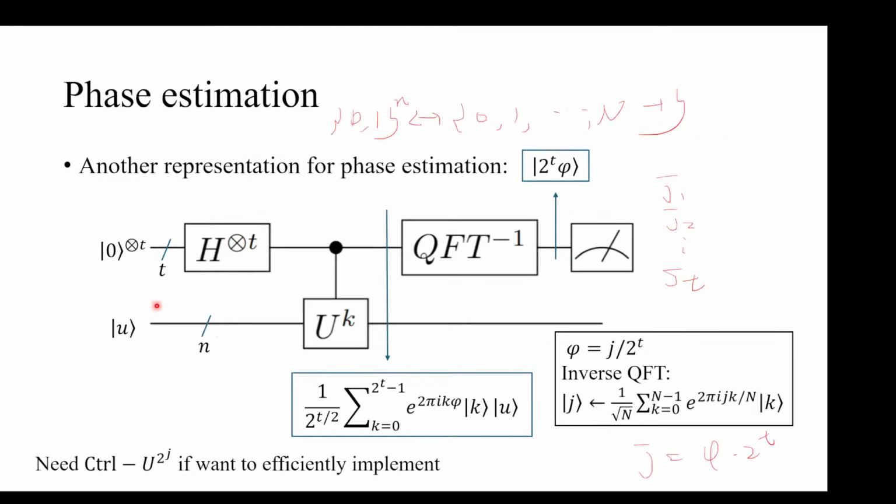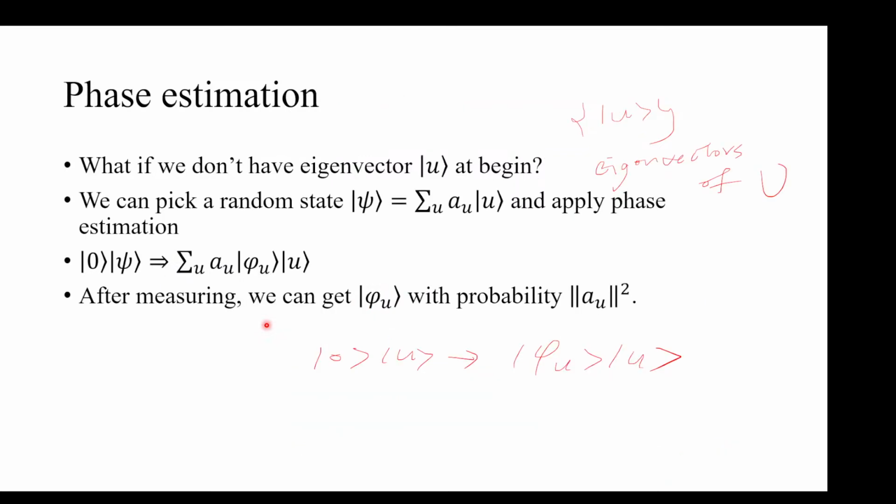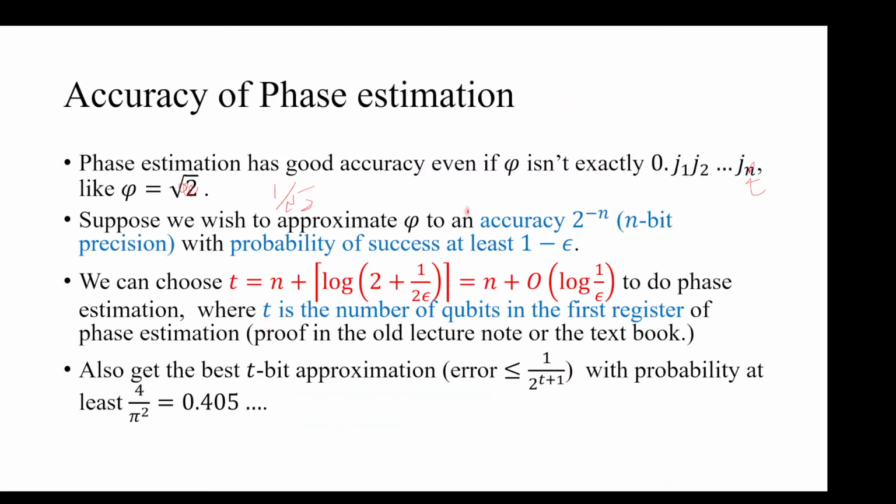So we still run this circuit. And if you analyze it carefully, you find out that you can get n-bit accuracy with error less than epsilon with not too much effort. You just need t bits. That's basically n, the accuracy, plus log 1 over epsilon. The exact number is n plus log of 2 plus 1 over 2 epsilon. But being lazy, it's order log 1 over epsilon bits.